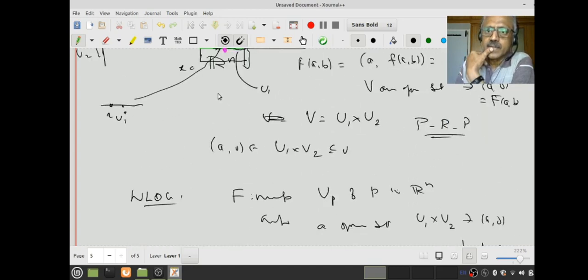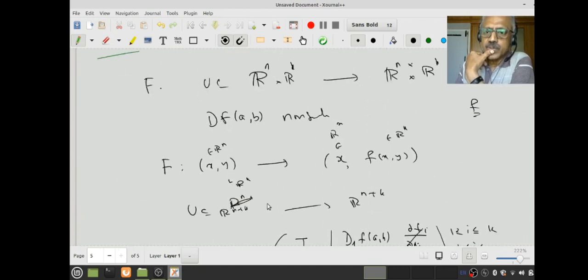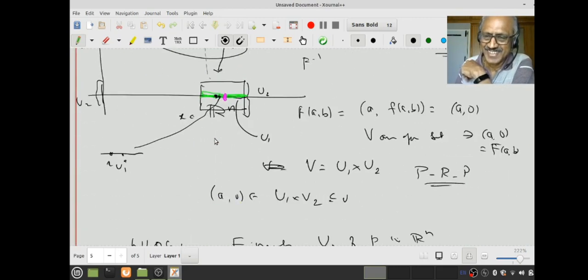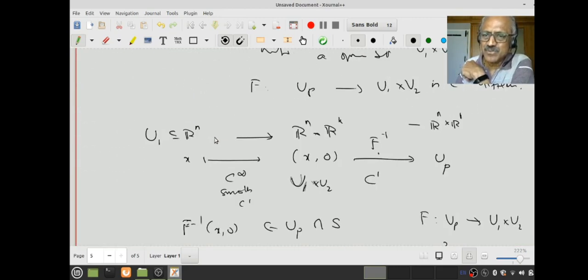Go back. What was the map? The capital F was (x, y) going to (x, f(x, y)). The component function f is a C infinity function, whereas the other is a C1 function. Therefore, this capital F is a C1 function. I should have mentioned that before computing the derivative. By the inverse function theorem, F inverse is C1.